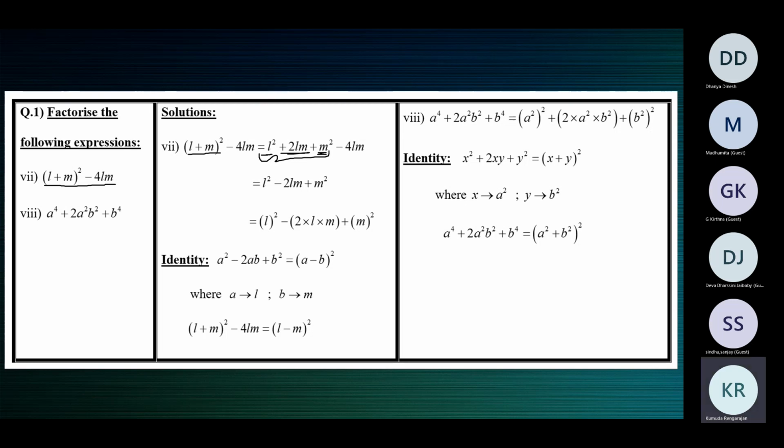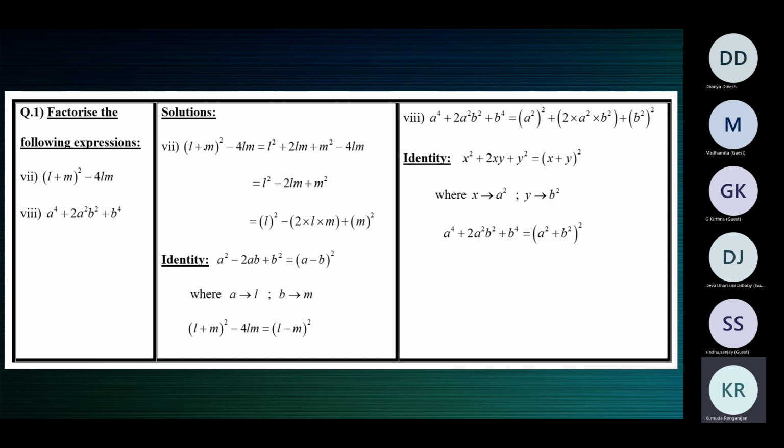Now we have L plus M the whole square. So it's like A plus B the whole square. If it's A plus B the whole square, the answer will be A square plus 2AB plus B square. So L square plus 2LM plus M square, and that minus 4LM as it is. That's the first step.